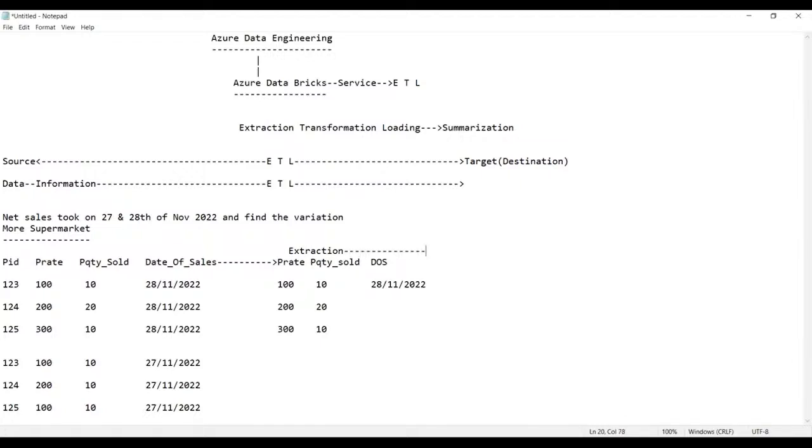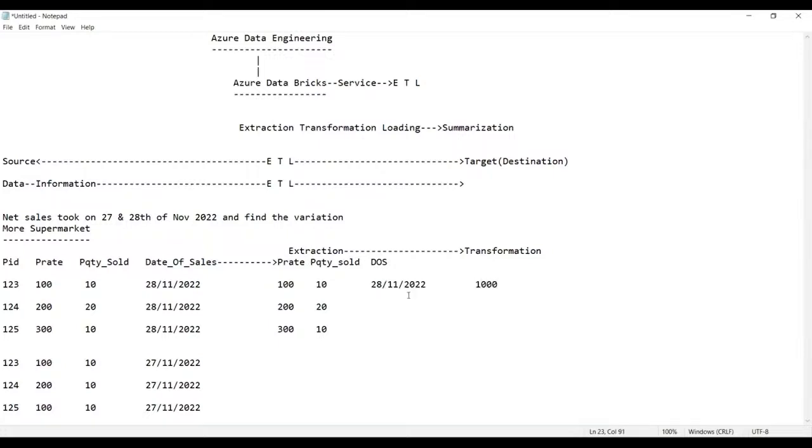Now, the next one. After the extraction is done, what is the next process you have? Tell me now. Transformation. Very good. Transformation is the actual process where we perform any kind of arithmetic operations on the data, whatever things you require. Now tell me, to find out the net sales, what do you require? You pick up the product rate and product quantity. Product rate is 100 rupees, quantity sold is 10. That means 100 into 10, what is the outcome, guys? Tell me now.